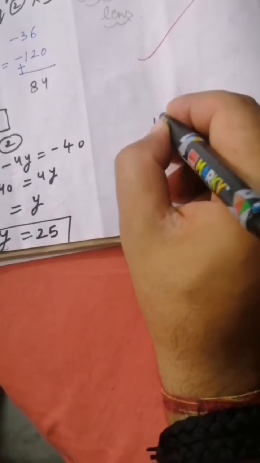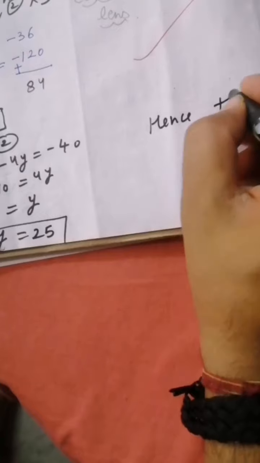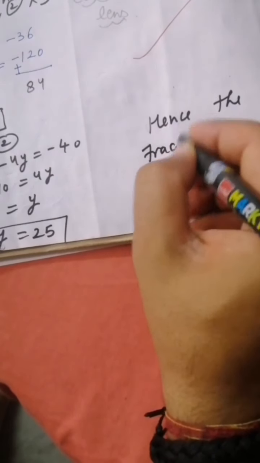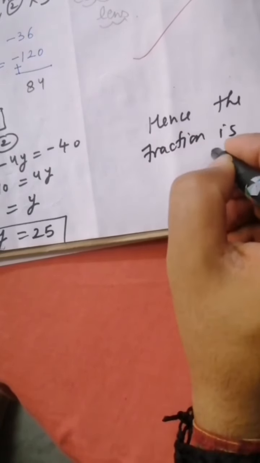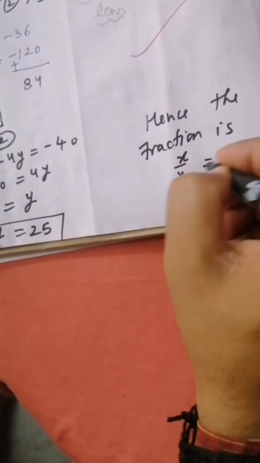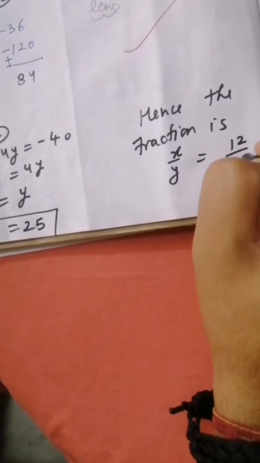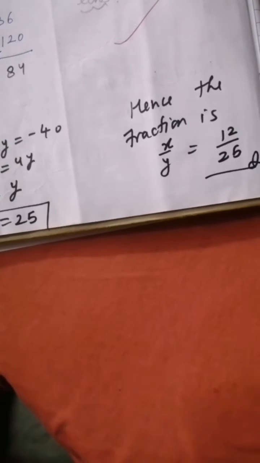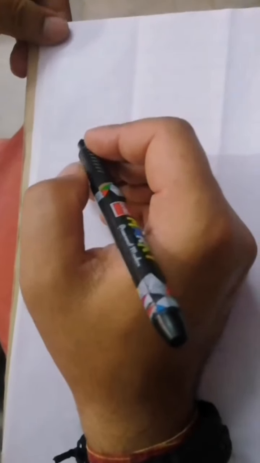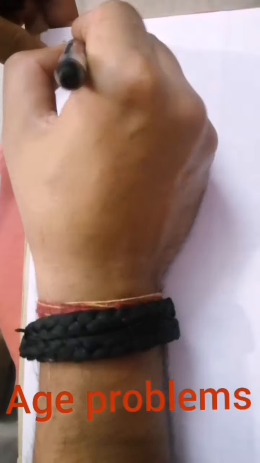Hence at last you have to write: hence the fraction is x upon y, meaning 12 upon 25. That is the answer. And one more thing, a fraction doesn't have any units. Now the second kind of equations, based on age.